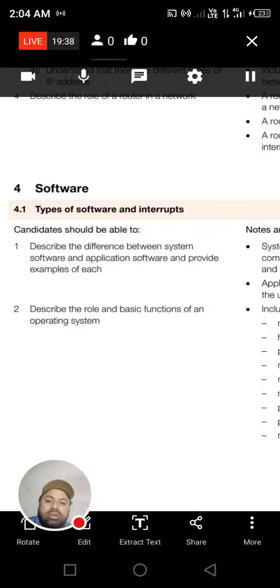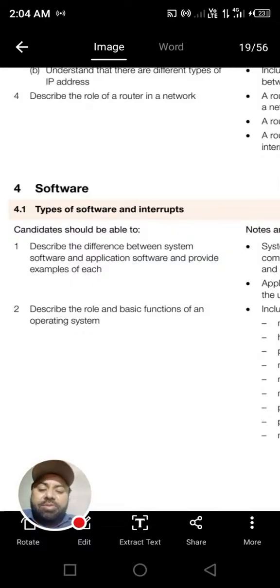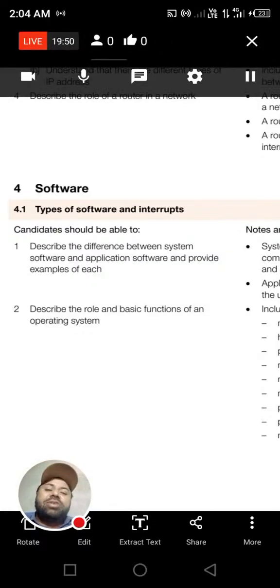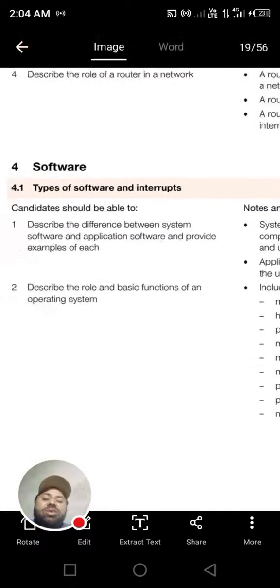Our topic is software. Very simple software. What is software? Instructions given to computer hardware to do what a computer is supposed to do. Simply that. And you should be able to describe the difference between system software and application software and provide an example of each. Okay.